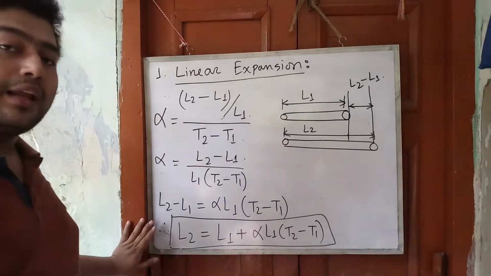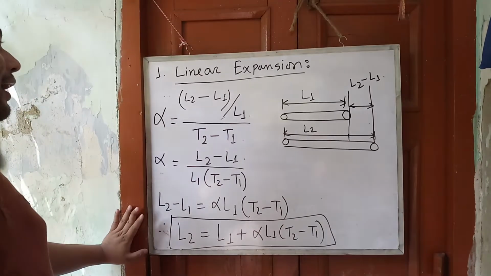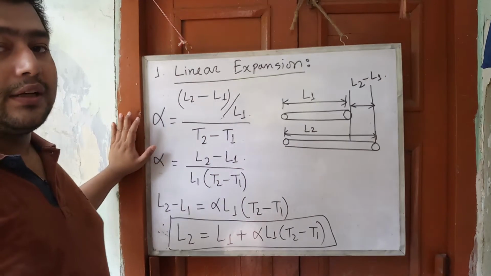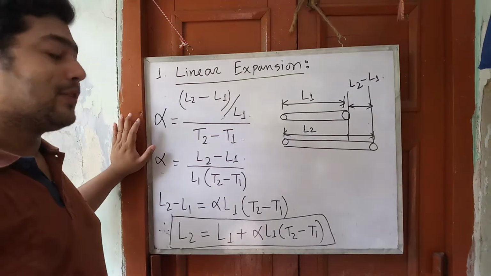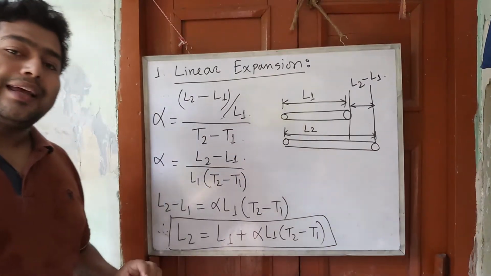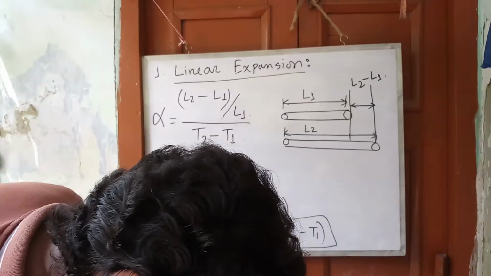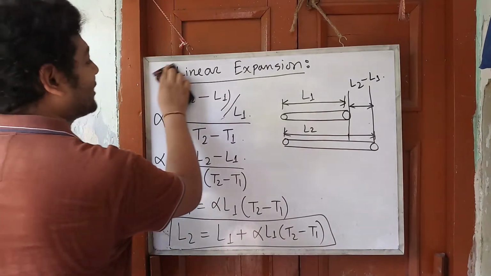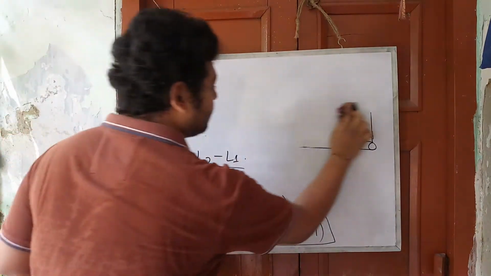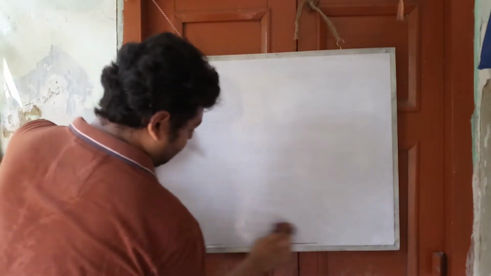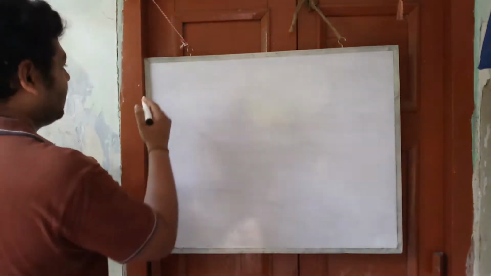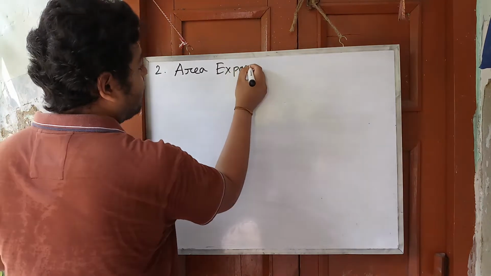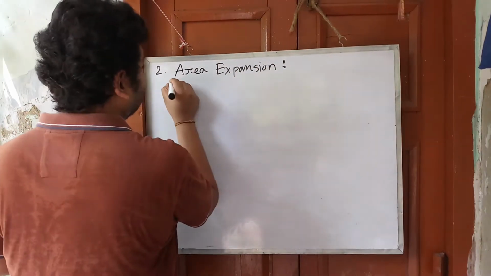Okay, this is our final formula for linear expansion, and alpha is denoted as the linear coefficient. Okay, this is our linear expansion. Our next topic is area expansion. Number two, area expansion.